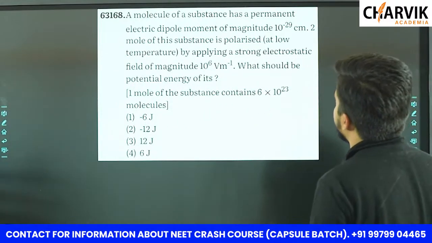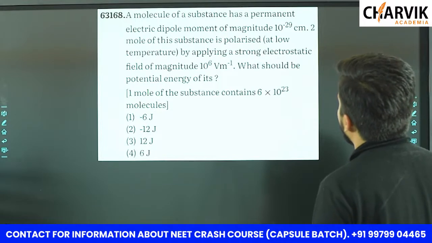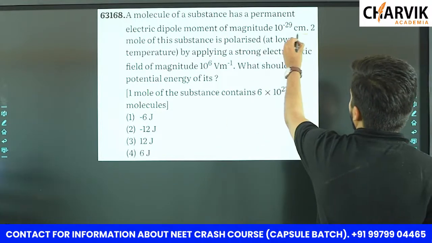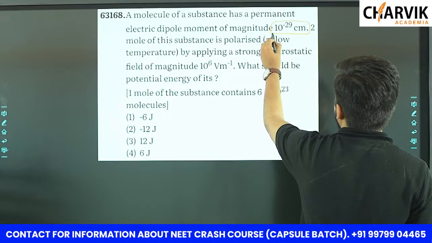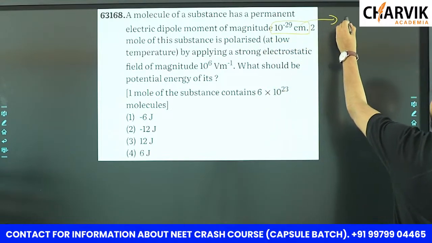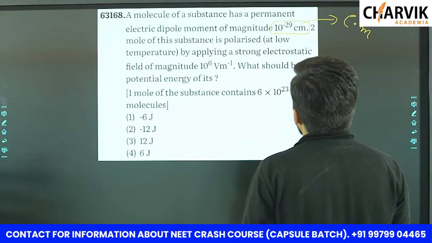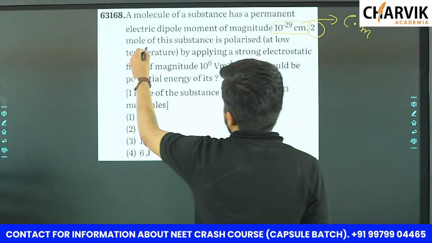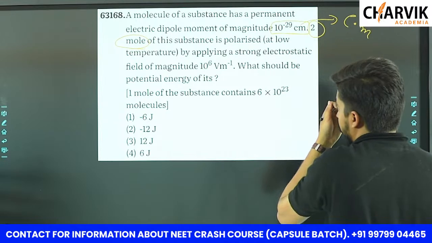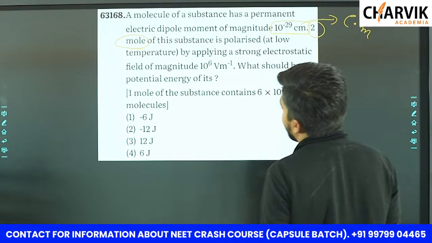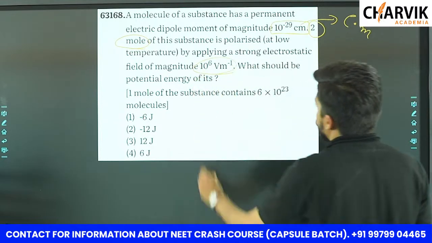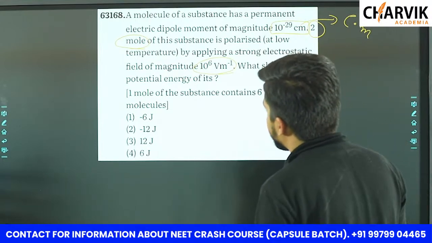A molecule of a substance has a permanent electric dipole moment of magnitude 10 raised to minus 29. Again, this is not centimeter, this is capital C into M. 2 moles of the substance are taken, and this substance is polarized by applying a strong electric field of magnitude 10 raised to 6. What should be the potential energy of it?